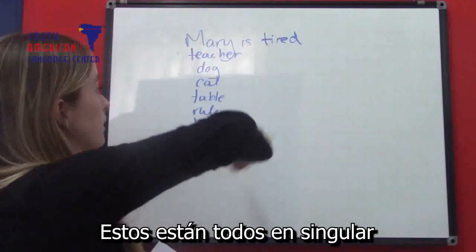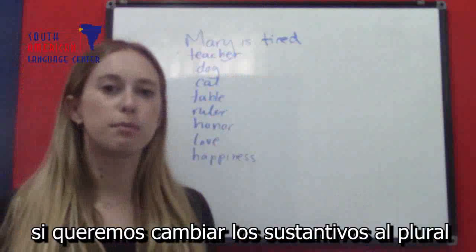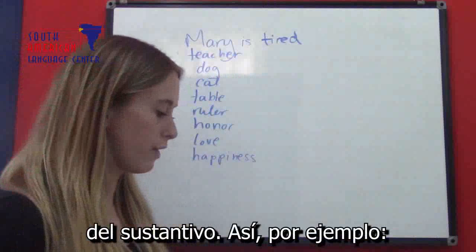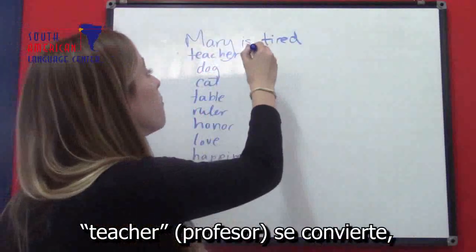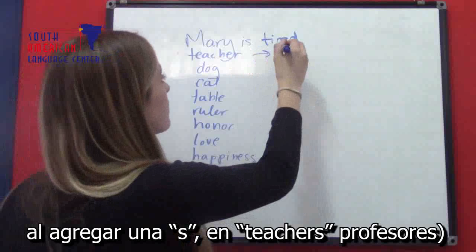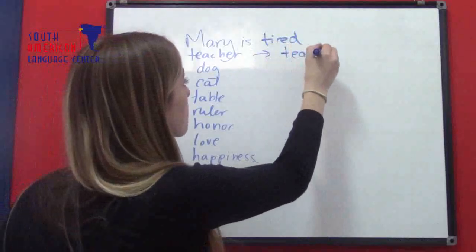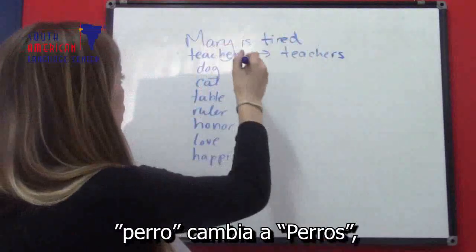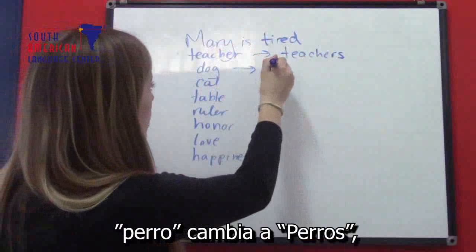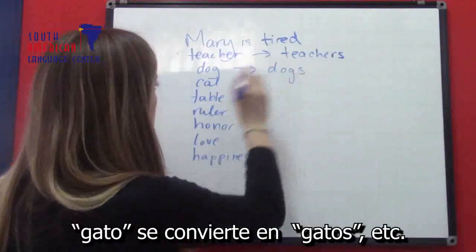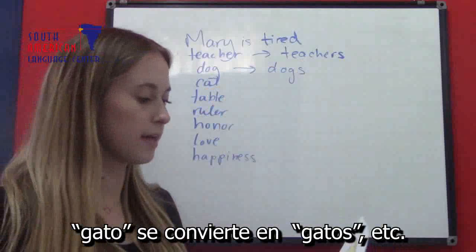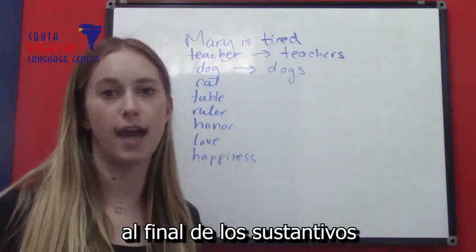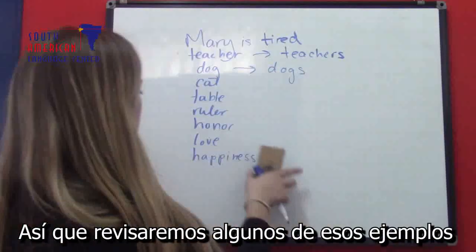These are all singular. So if we want to make nouns into the plural, generally we just add an S at the end of the noun. So for example, teacher becomes, when you add an S, teachers. So the plural of teacher is teachers. Dog goes into dogs. Cat turns into cats, etc. However, there are some cases where you can't simply add an S to the ends of the nouns. So we'll go over some of those examples.